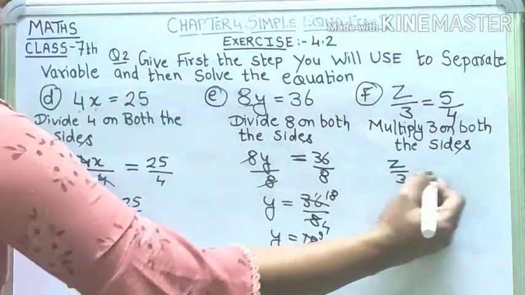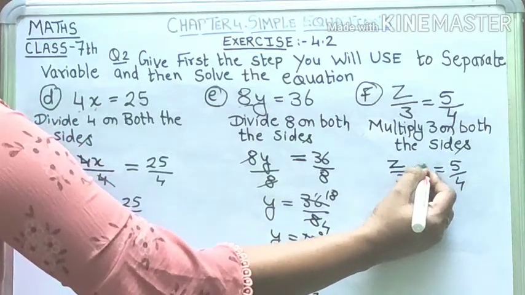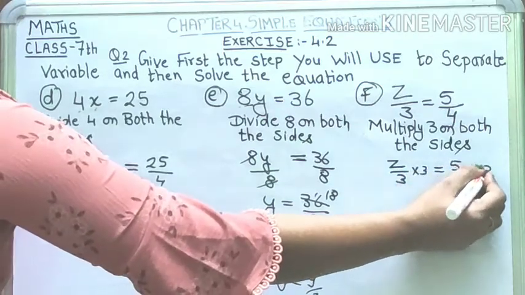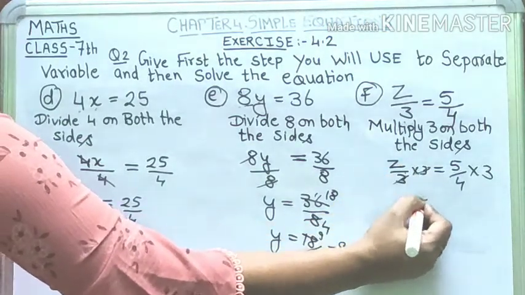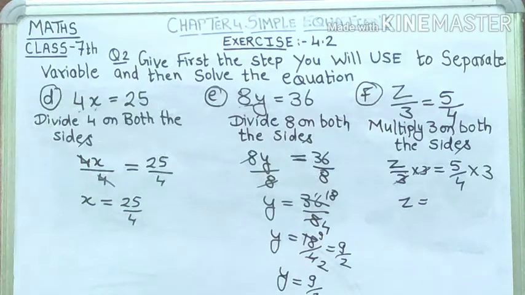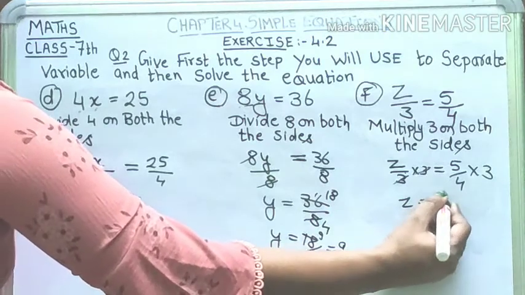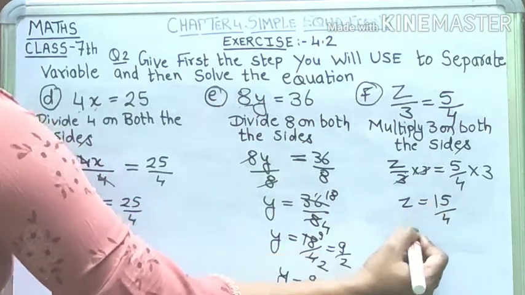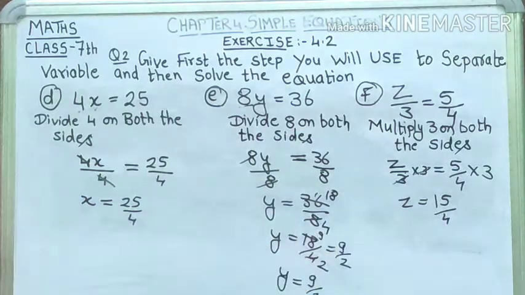Multiply 3, equal to 5 upon 4 is given. We have to multiply 3 on both the sides. So write multiply 3 on this side and multiply 3 on that side. Now the 3 and 3 can be cancelled. Remaining z. z equal to 5 upon 4 into 3. Now can you cancel it? No. So simply multiply it. 5 3s are 15. 15 upon 4. So 15 doesn't come in the table of 4. So the answer will be z equal to 15 upon 4.